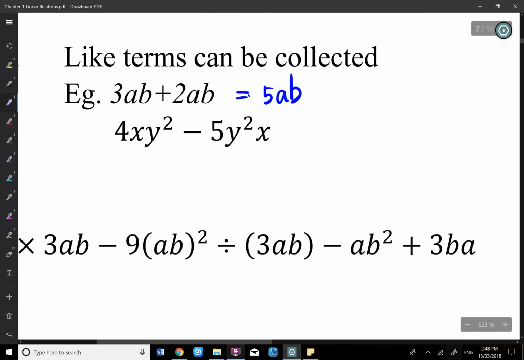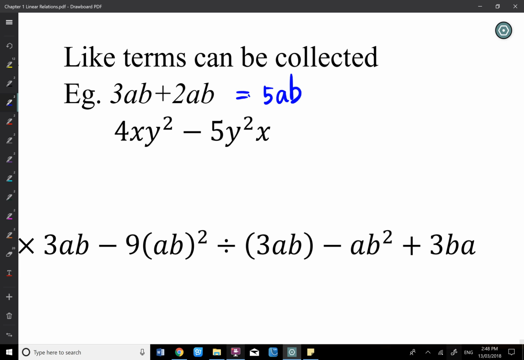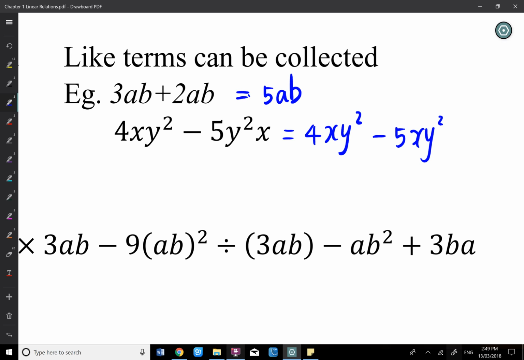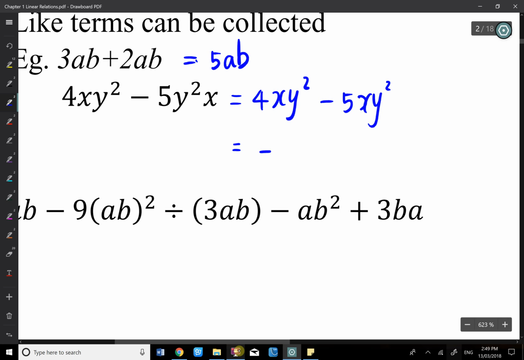Okay, for the next one, why do I ask you to write things in alphabetical order? Because I can see very clearly whether they are like terms or not. So 4xy squared minus 5xy squared, they are like terms. Well, you have $4 and I borrow $5 from you. How much are you left with? -1. You owe me $1. So -1 left. So what we have is minus xy squared. You don't need to write the 1. We can just say minus xy squared.